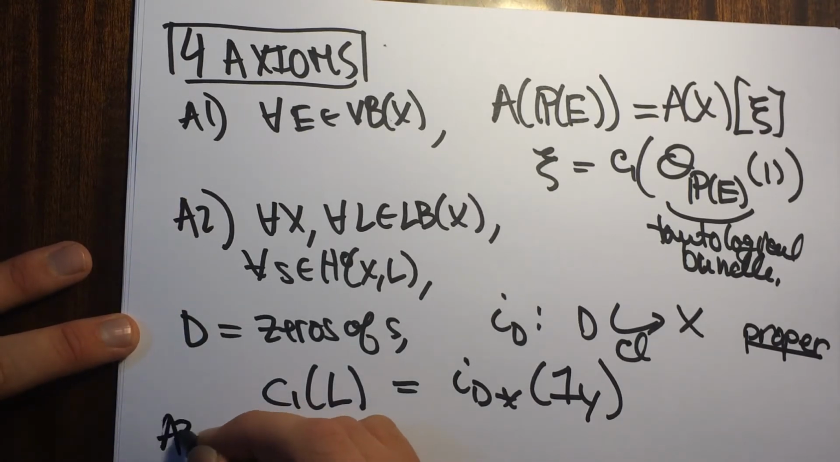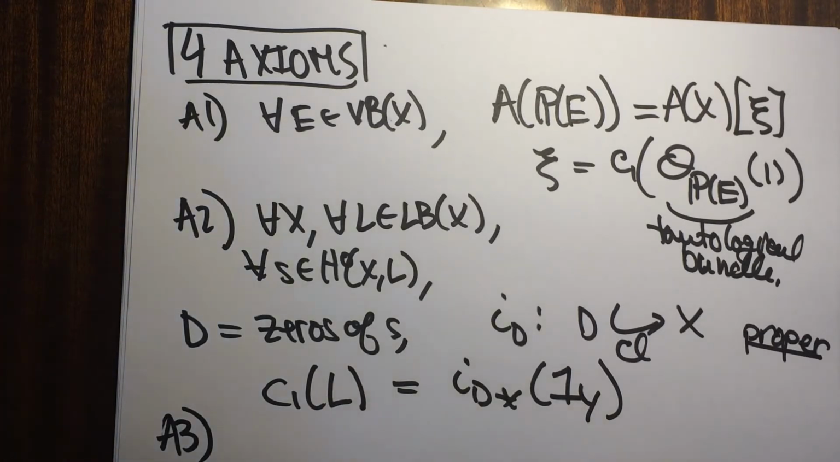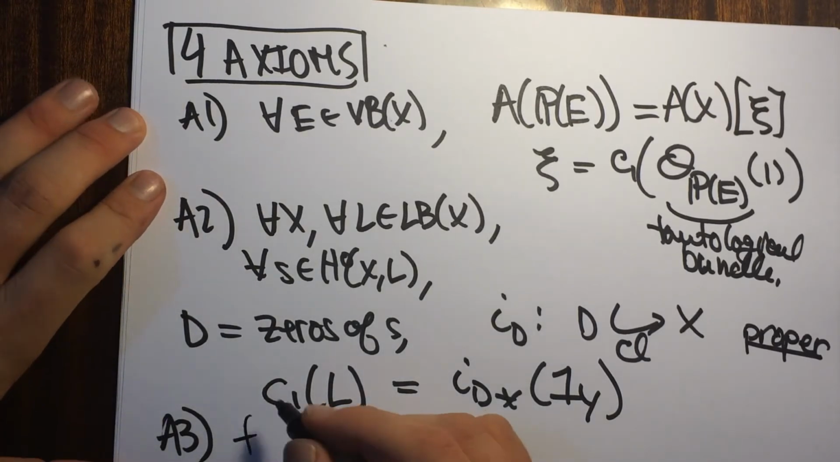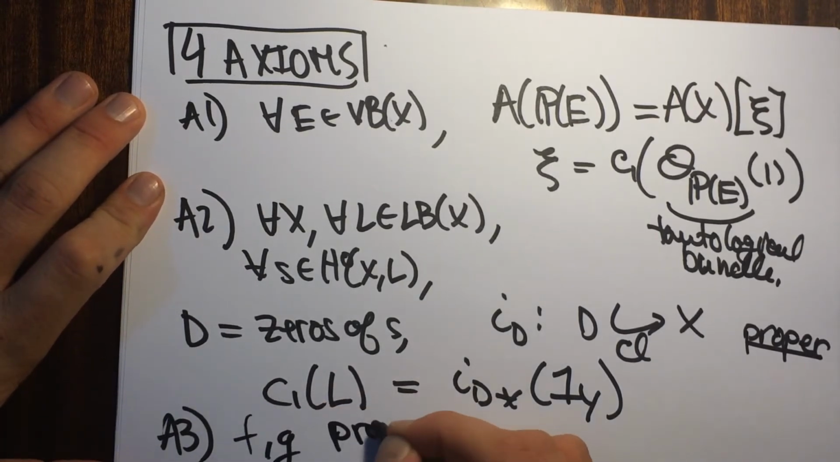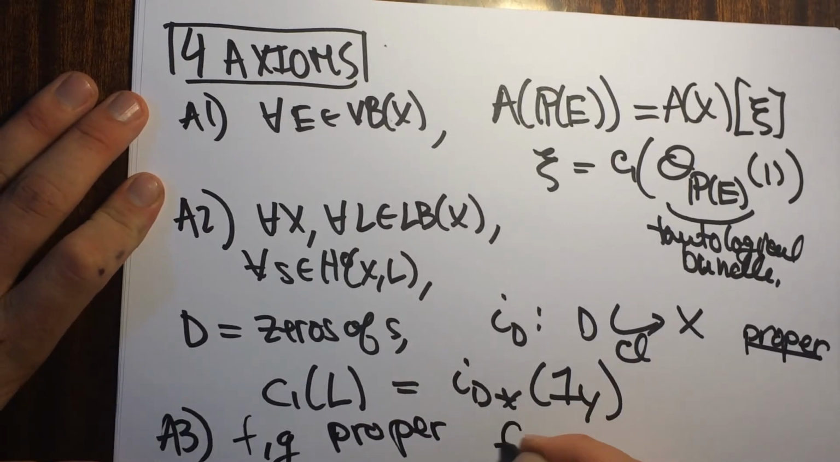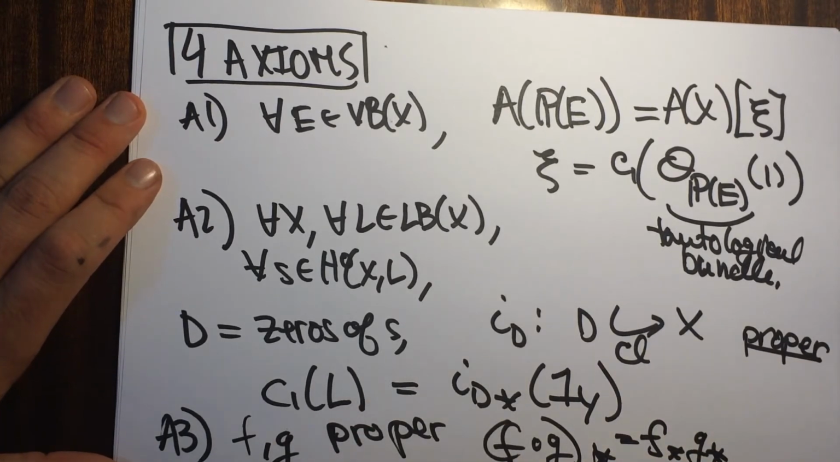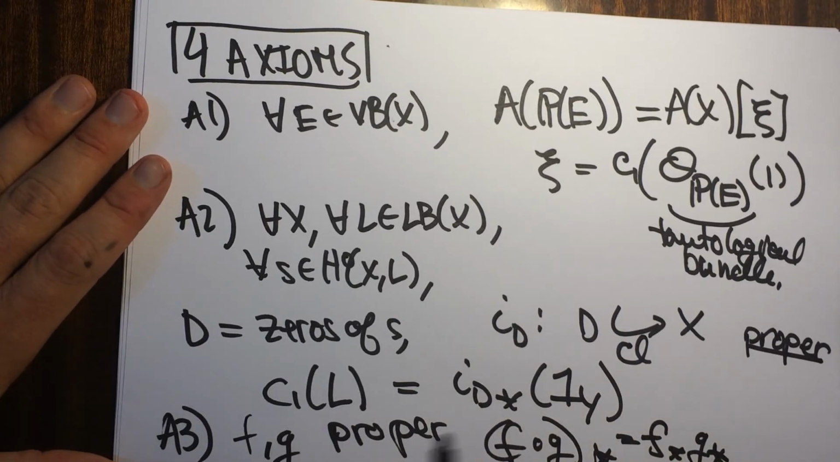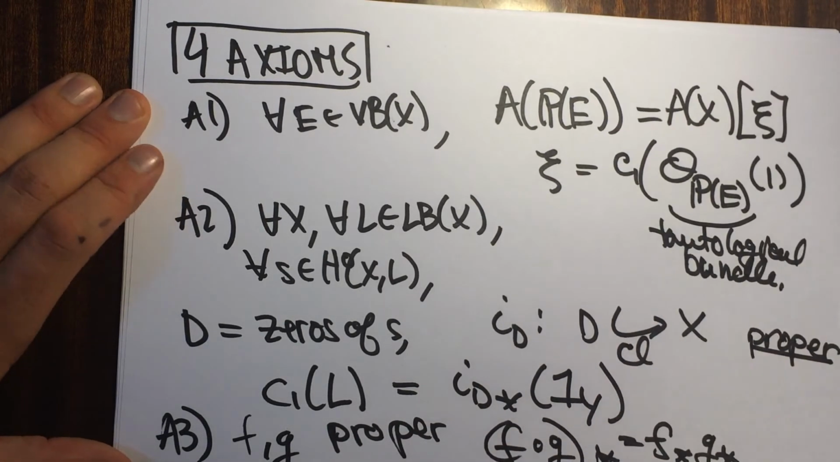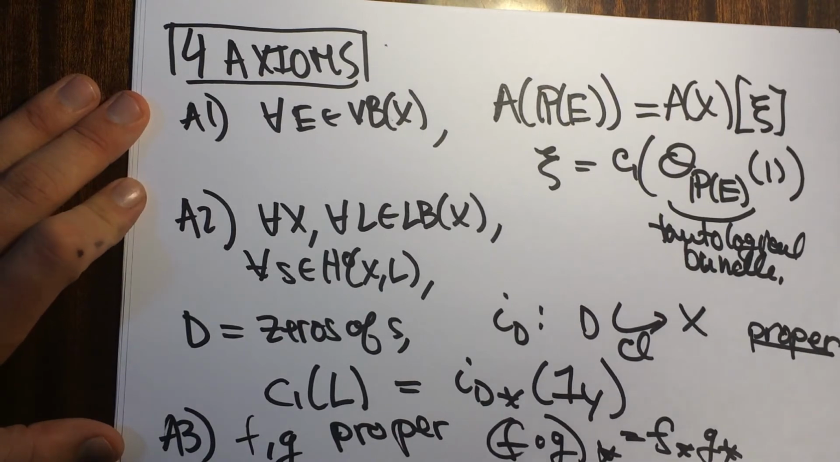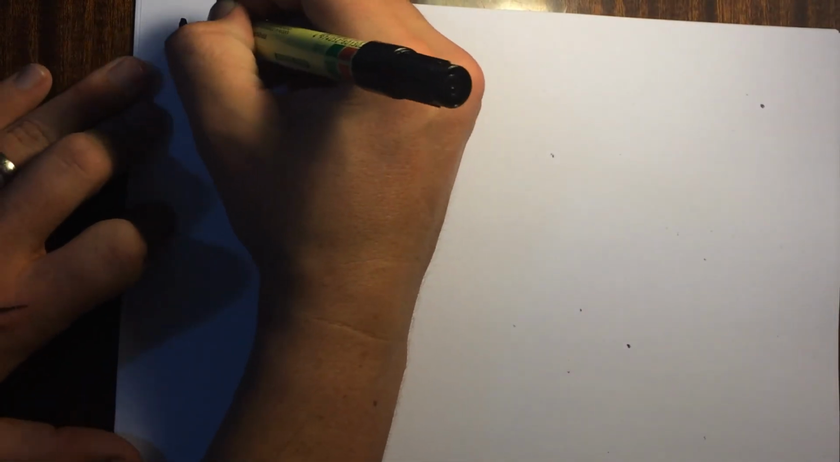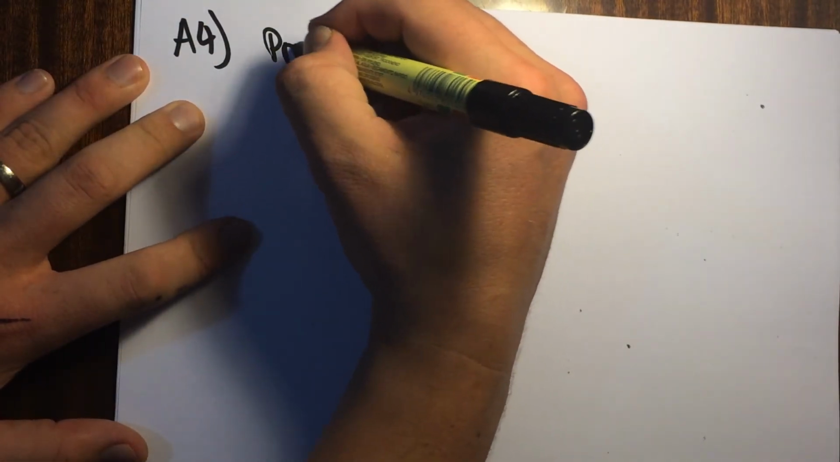Okay, so the third axiom says that if you have two proper maps, the composition of the push forward is the push forward of the compositions, or sorry, the composition of the push forwards. So we just have this. So we have two proper maps, and then the fourth one is the projection formula. So that's the thing that we had before. So A4 is this projection formula.